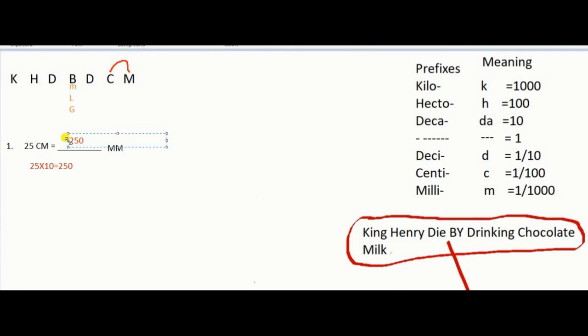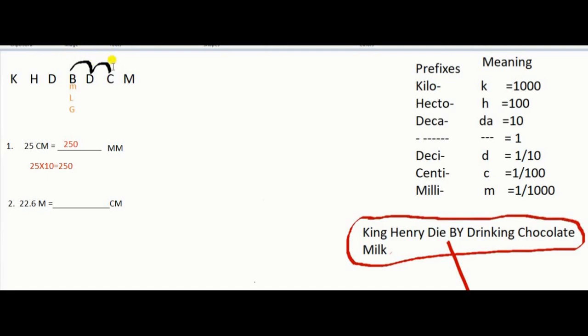So this is our answer, 250 millimeters. 25 centimeters gives us 250 millimeters. Let us try some more. Here we have 22.6 meters, and we are going to convert this to centimeters. Look at it. We are going to convert a bigger unit to a smaller unit, so we must move to the right or multiply. So I am going to move two places.